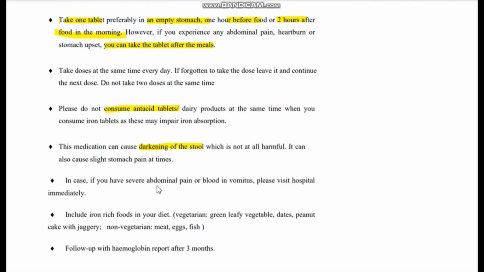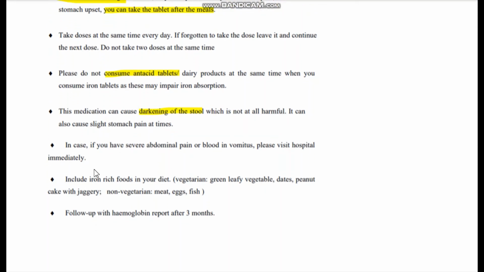Okay, and also, you have to increase iron-rich foods. There are green leafy vegetables which are rich in iron, peanuts, jaggery, etc. And follow up with a hemoglobin report after 3 months. We'll be checking the hemoglobin reports and see if we have to continue to replenish the stores.